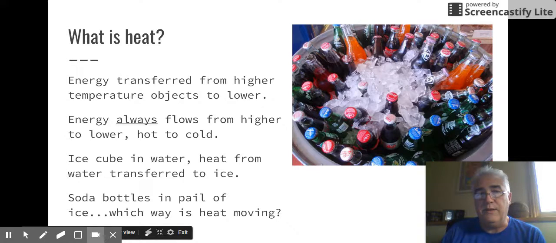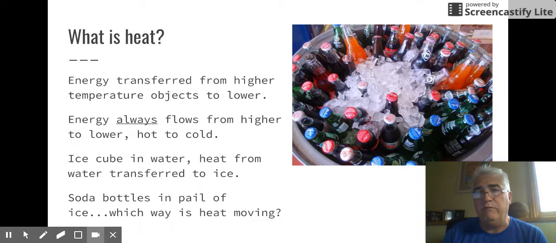Now, in our example here, keep in mind that heat is transferred from higher temperature objects to lower. Energy always flows from higher to lower, hot to cold. So an ice cube in water, the heat from the water is being transferred to the ice, causing it to melt. When you measure the temperature of that ice water, you're getting the average kinetic energy of both the melting ice and the water that was there originally.